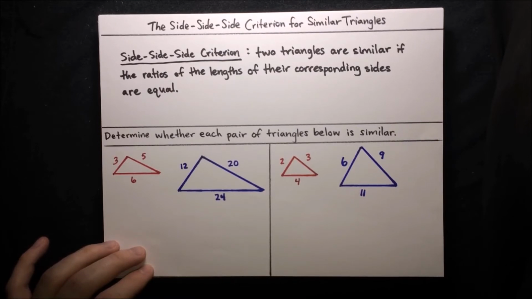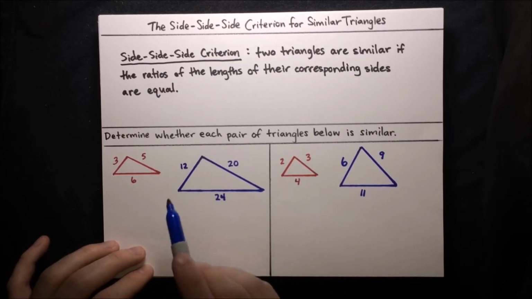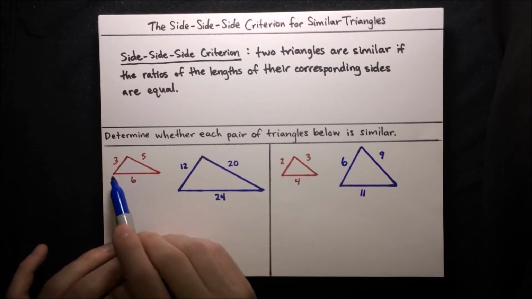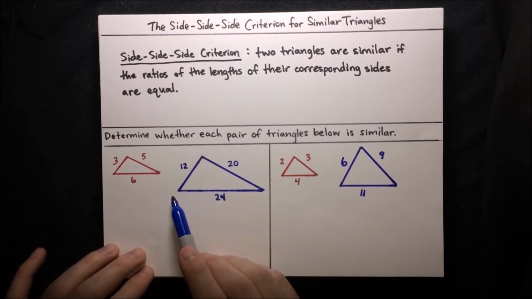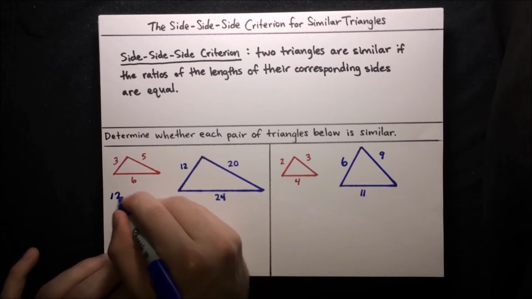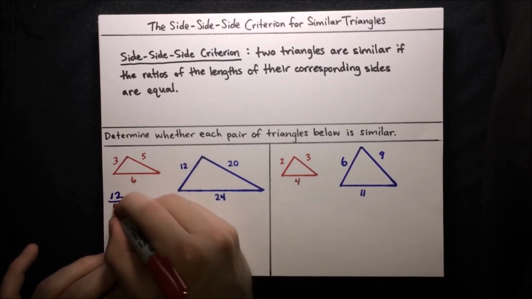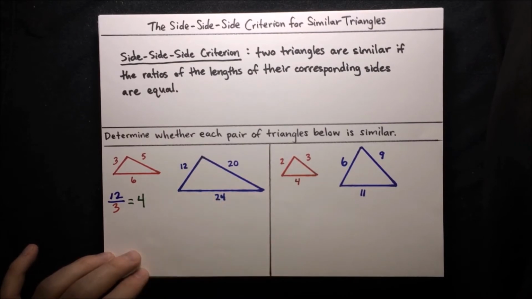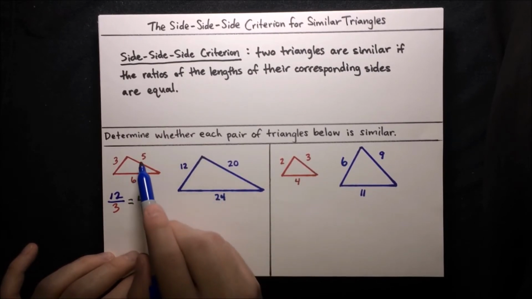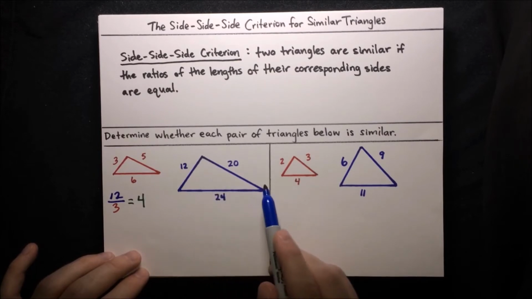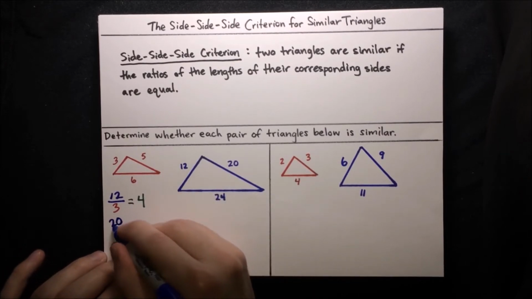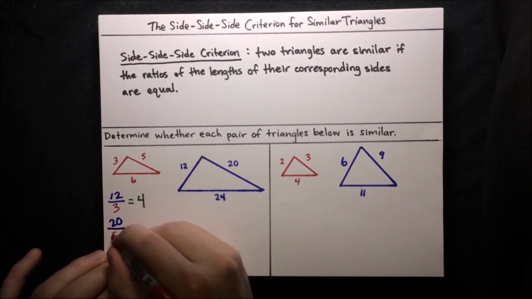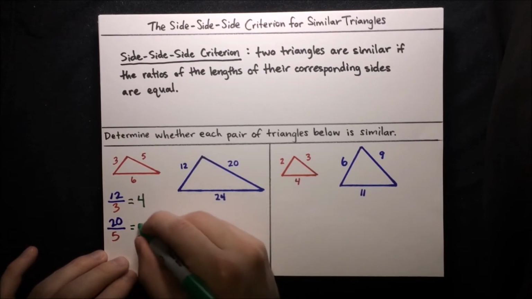Let's first figure out what the ratio is between the smallest sides in the triangles, the small side 3 and the small side 12. And the ratio there is just 12 divided by 3, which is equal to 4. Alright, so now let's check the medium sides. The middle side 5 and the middle side 20 here. So 20 over 5, that is also equal to 4.